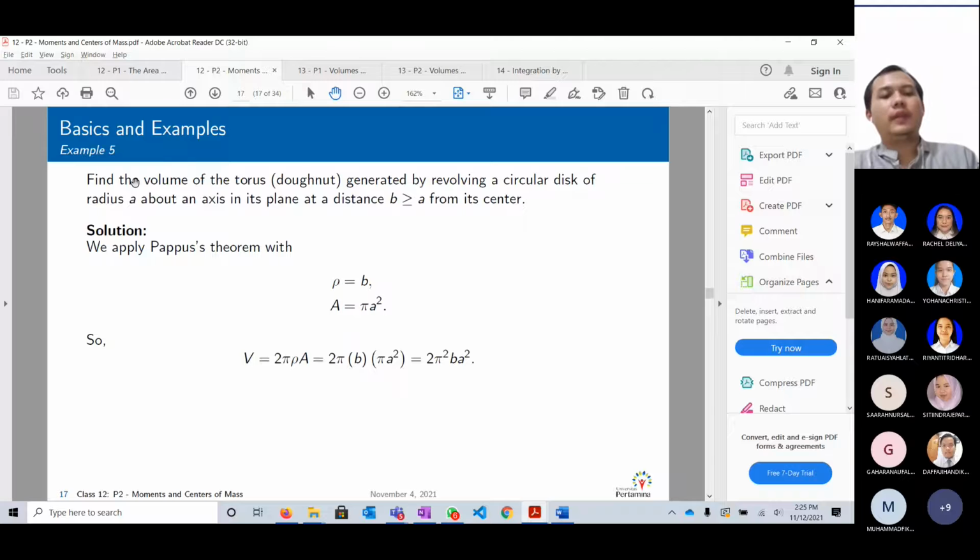For example, find the volume of the torus or donut generated by revolving a circular disk of radius a about an axis in its plane at a distance b greater or equal to a from its center. So we simply need to apply Pappus theorem with rho equals b, and since the radius is a, the area is pi a squared. Then the volume is basically this.